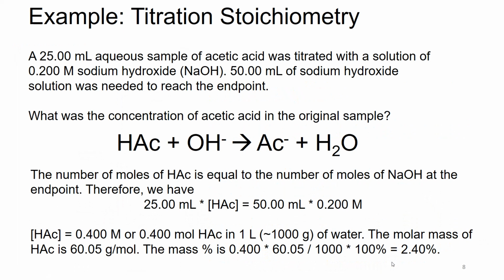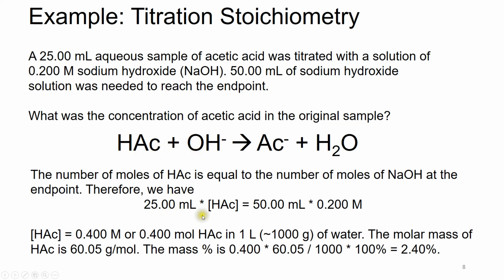Now let me give you an example about the calculations. If we have 25 milliliters of acetic acid titrated with a solution of 0.2 molar sodium hydroxide, and we used 50 milliliters of sodium hydroxide, then what's the concentration of acetic acid? So really you need to remember 1 mole HAc, or acetic acid, reacts with 1 mole sodium hydroxide. So there's a 1-to-1 ratio.